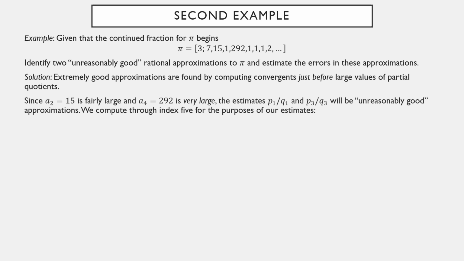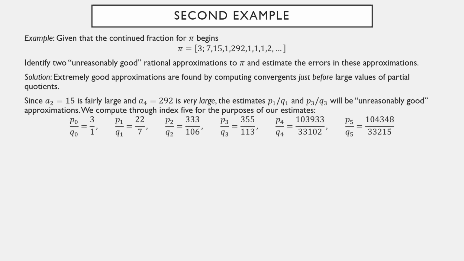So the 2 largest partial quotients we see are 15, that's actually pretty big for a partial quotient, and 292 is quite enormous. You don't see partial quotients that big very often. So the estimates that stop right before the second index and right before the fourth index will be very good approximations. So we're going to compute through index 5 just so that we can do some estimates along the way. P0 over Q0 all the way through P5 over Q5, you can compute them, you can verify.